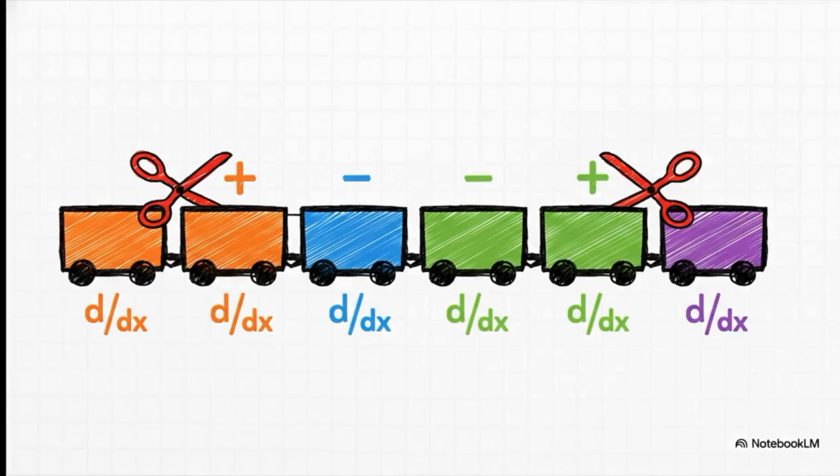And finally, the sum and difference rule is, well, pretty much what it sounds like. If you have a bunch of terms being added or subtracted, you can just take the derivative of each little piece all by itself. This is what lets us use our simple rules on functions that look a lot more complicated, just by tackling them one term at a time.